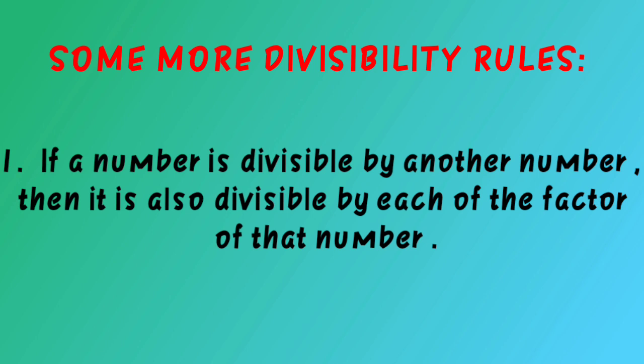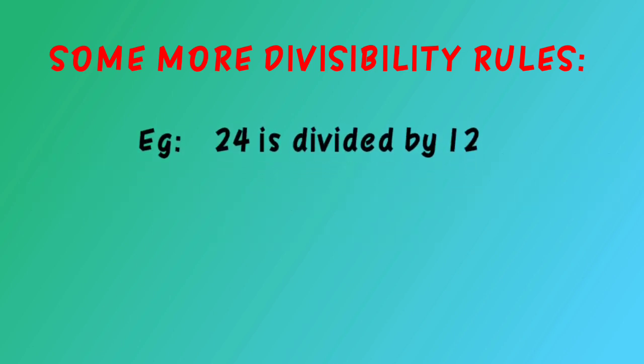Now let's discuss some more divisibility rules. First is, if a number is divisible by another number, then it is also divisible by each of the factors of that number. मतलब अगर एक नंबर किसी दूसरे नंबर से डिवाइड होता है तो उसके फैक्टर से भी डिवाइड होता है. जैसे कि फॉर एग्जांपल 24 इज डिवाइडेड बाय 12, तो 24 12 के फैक्टर से भी डिवाइड होता है. What are the factors of 12?